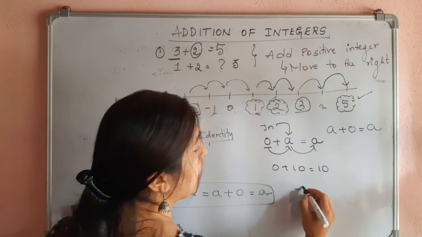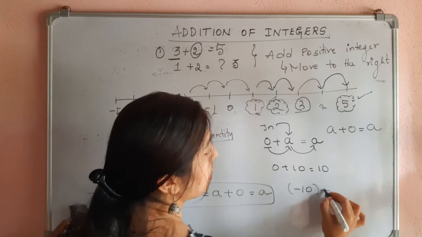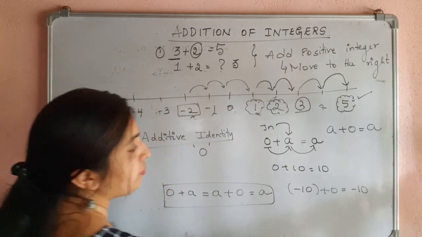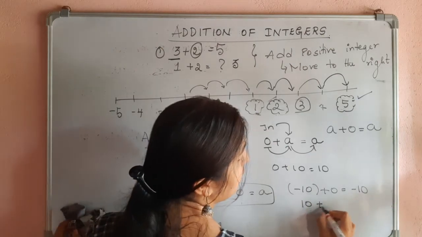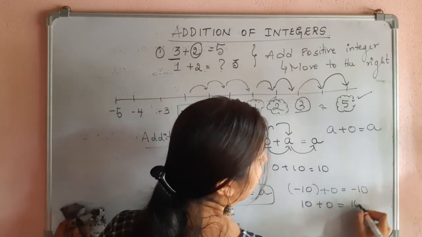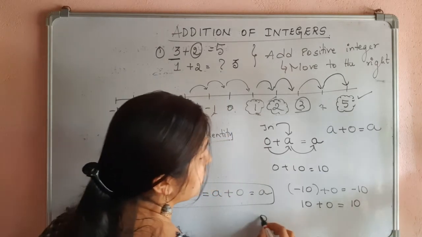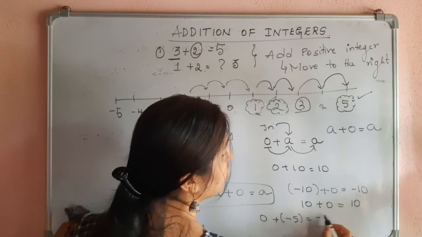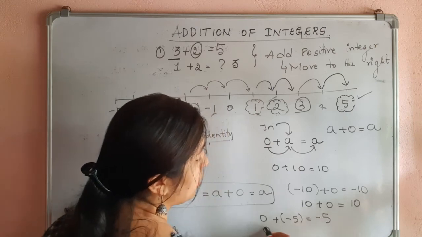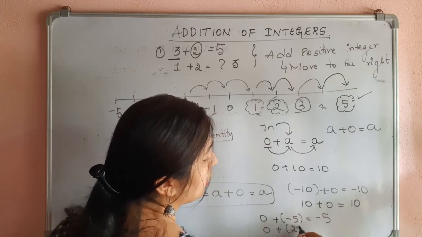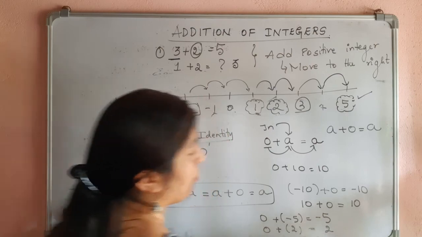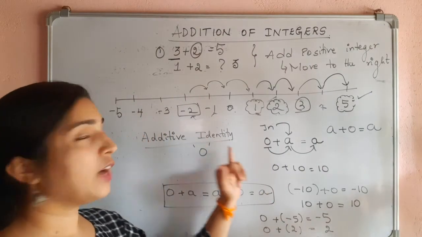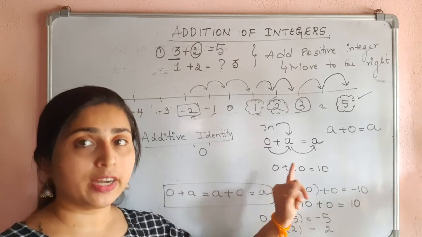So minus 10 plus 0 gives you the same number, minus 10. 10 plus 0 is equal to 10. Similarly, 0 plus minus 5 is equal to minus 5. 0 plus 2 is equal to 2. So 0 is the additive identity of the integers.